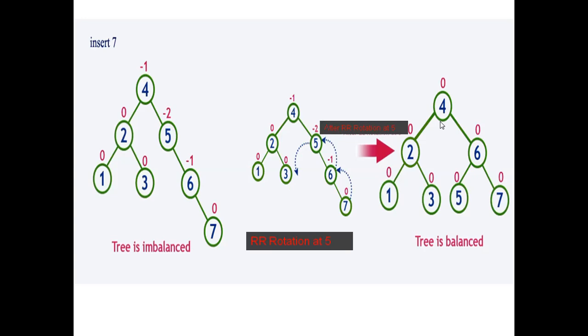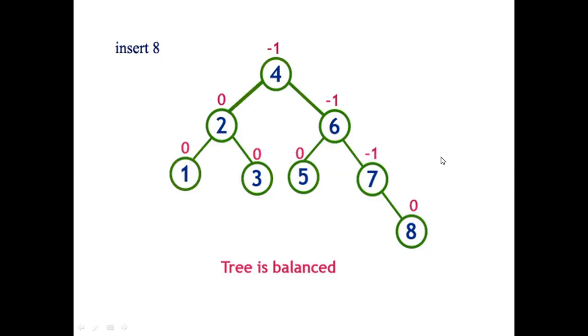So again inserting 7 we have here. Again the tree is imbalanced. What to do? Imbalance from here itself, right hand side, so we will do RR rotation. So we have this RR rotation, and again the tree will get balanced. So this tree is balanced. Okay, good. So this is the balanced tree we have right now.